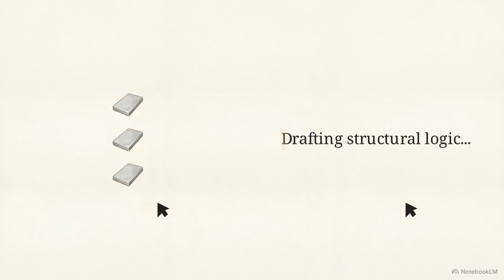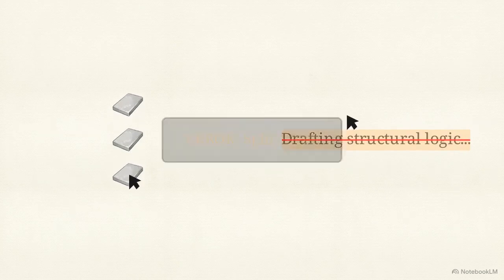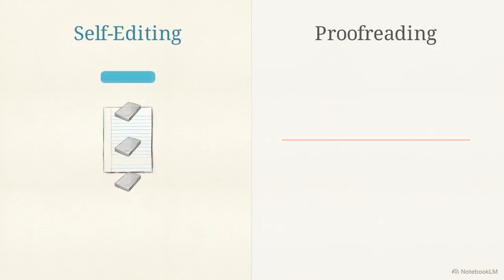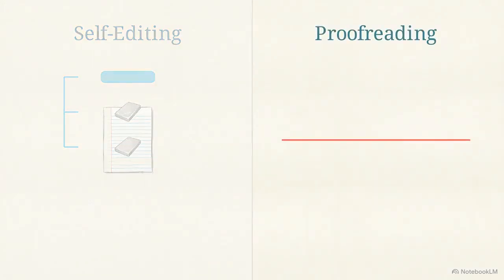A common error in the writing process is attempting to fix structural logic and surface-level grammar at the same time. This split focus often leads to overlooked mistakes. We must separate these tasks. On the left, we have self-editing. This process addresses deep structure, such as checking thesis alignment, removing irrelevant information, and ensuring a logical flow between points.